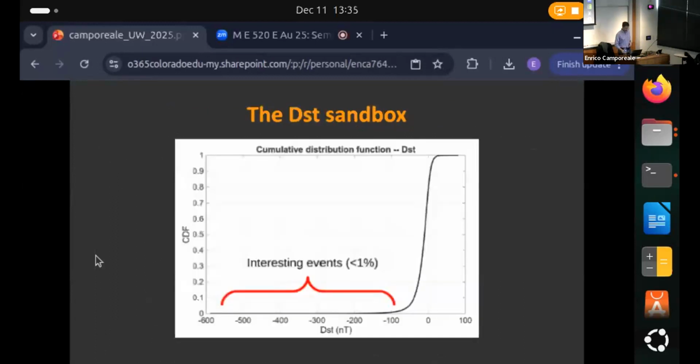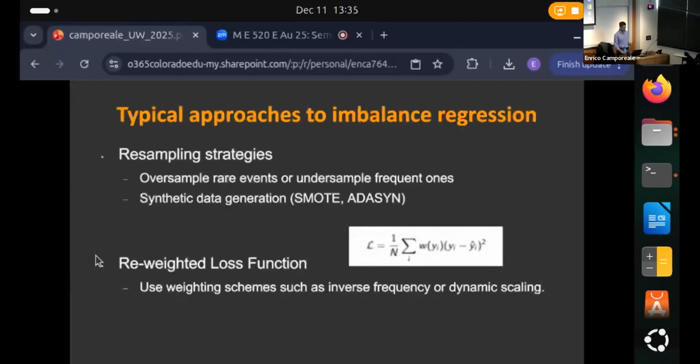In fact, I think I have a CDF of DST. This is the cumulative distribution function. Again, the interesting events, when there's a storm, are when this goes below minus 100 nanotesla. You can already see from the figure, these are almost invisible here because it's less than 1% of the events. This makes it very, very hard to predict.